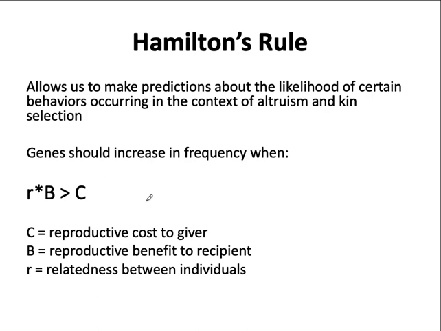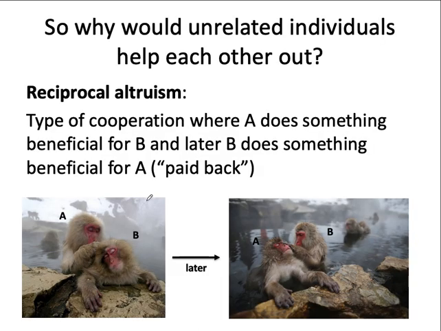So what about altruistic behaviors among individuals that are not closely related? In other words, why would unrelated individuals help each other out if that's how we're explaining altruism? Well, in general, cooperation among animals frequently involves kin, related individuals. And it's much more unlikely to be highly developed in groups of unrelated individuals.